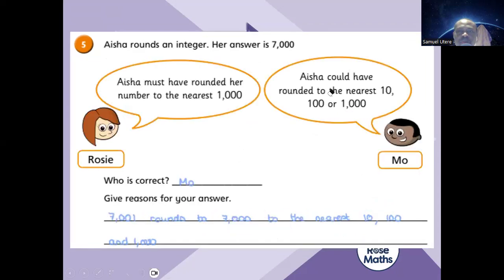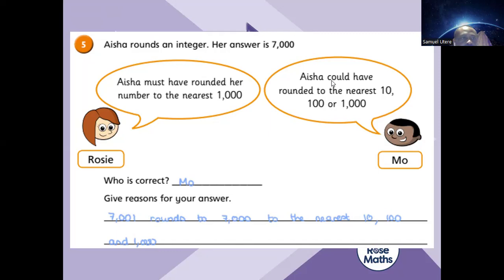And here are the answers for question 5. Here you ask, Aisha rounds an integer. Her answer is 7,000. Mo says Aisha must have rounded her number to the nearest 1,000. Aisha says she could have rounded to the nearest 10, 100, or 1,000. Okay, who is correct? It's Aisha, right? So it could have been a number of ways. 7,001 can round to 7,000 to the nearest 10, 100, or 1,000.